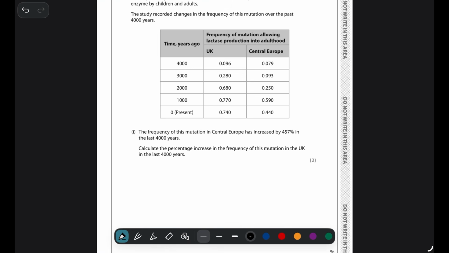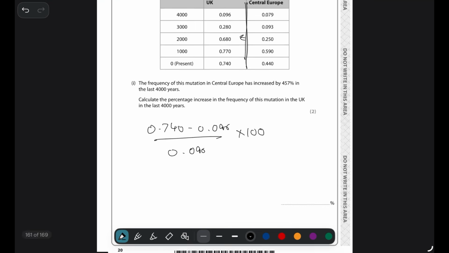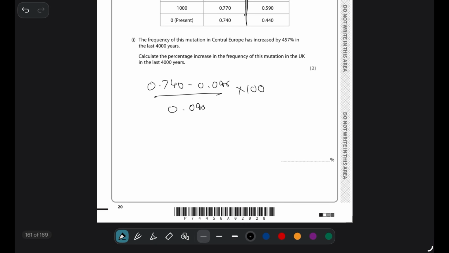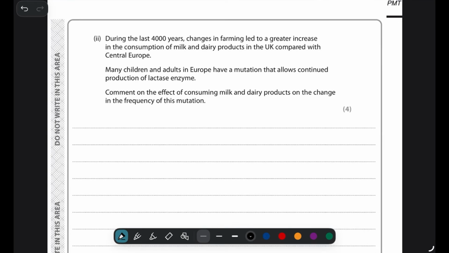So I'm just looking, first of all, let's just look at this side of the table. And we're just thinking, okay, well, present day is 0.74, before it was 0.096. So just get those bad circles out. But you're just thinking it's new minus original divided by original times 100. I'm just thinking, okay, pop that into my calculator and I should get the answer. So the answer that you would get is about 671%.